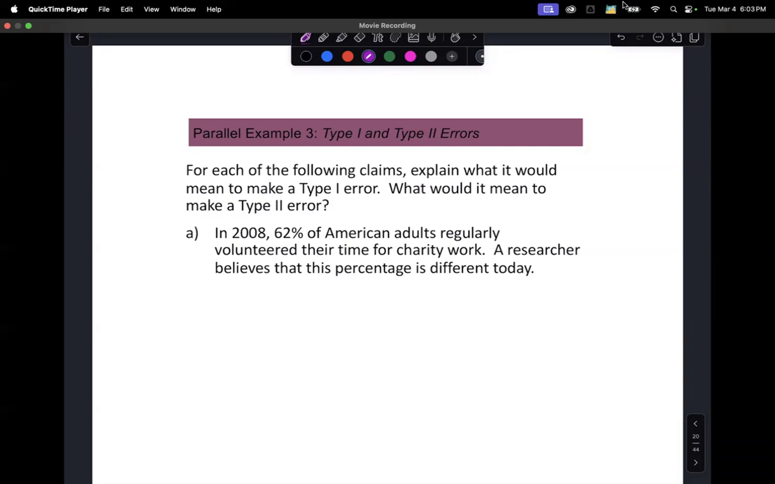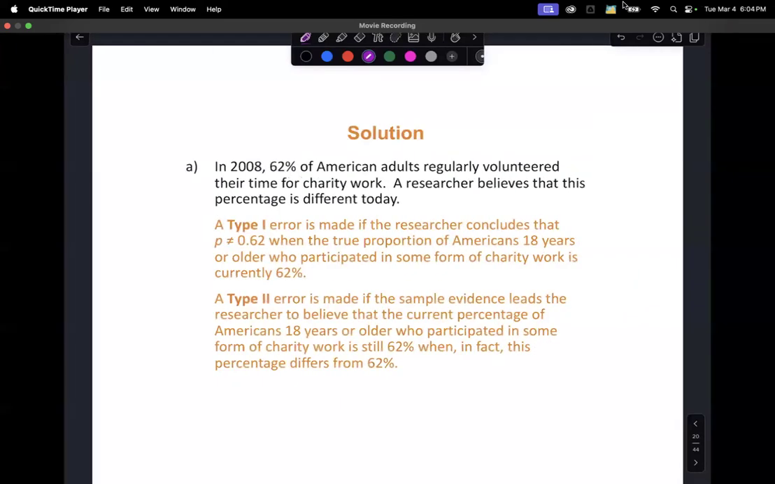So we want to do a type 1 and a type 2 error on this one: 62% of American adults regularly volunteer their time for charity work. A researcher believes that the percent is different today. This is why they're tough. Type 1 error: if the researcher concludes that P doesn't equal 62%, so if it falls outside of that area, but the true proportion of Americans that do charity work is 62%, then that's a type 1 error.